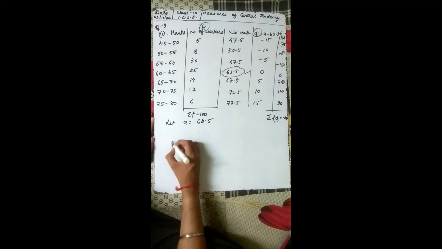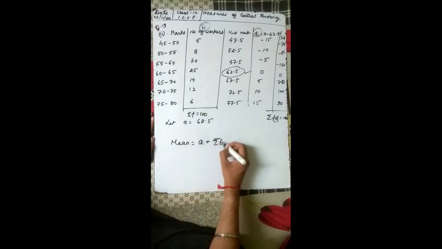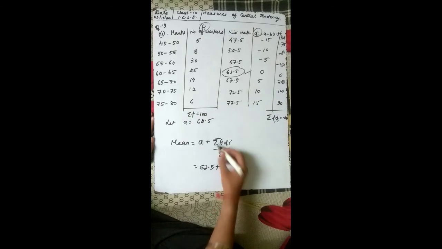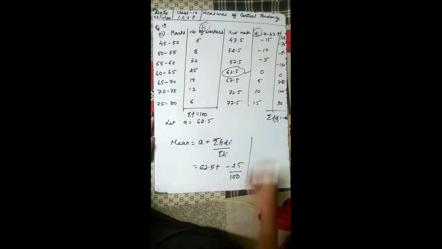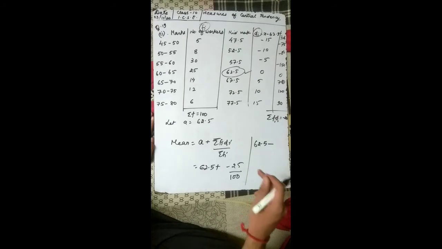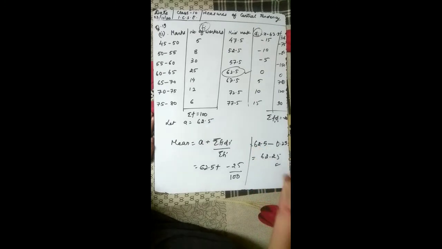Use the formula: mean is equal to A plus summation of fidi upon summation of fi. What is your A? 62.5 plus summation of fidi, you got minus 25, upon 100. That is minus 1 upon 4, that is 0.25. On subtracting, you will get 62.25. So this is your mean.